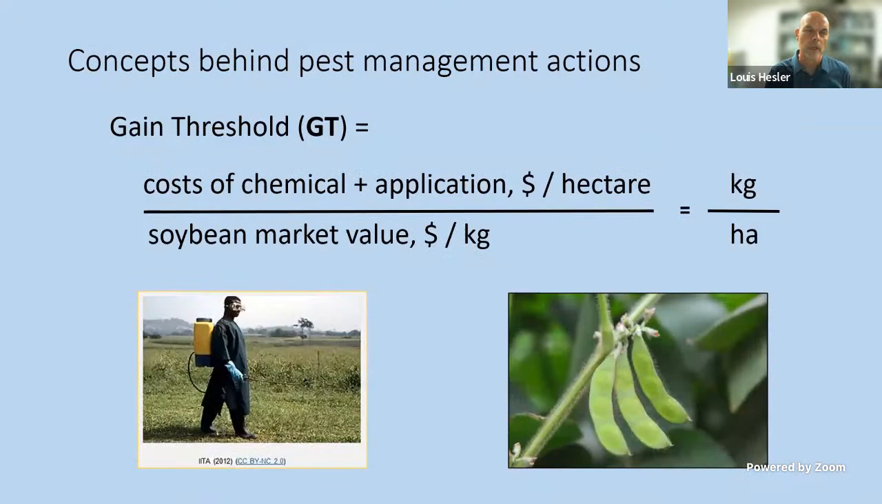And then one of the concepts I'm going to associate with yield loss and pest abundance, and some of the actions we take to manage those pests, is something called the gain threshold. Gain threshold, or GT. Basically, the gain threshold is defined by this simple ratio, or equation, and it's basically the cost of a chemical and the cost to apply that chemical in terms of dollars or dinars or shillings per hectare in relation to the soybean market value. What is the price that soybeans are selling for in terms of dollars per kilogram? And when you take the ratio of those two, dollars per hectare and dollars per kilogram, you come out with a result or product that is expressed in terms of kilograms per hectare. So the gain threshold is basically a measure of yield, essentially, that relates the cost of a pest management application to soybean market value.